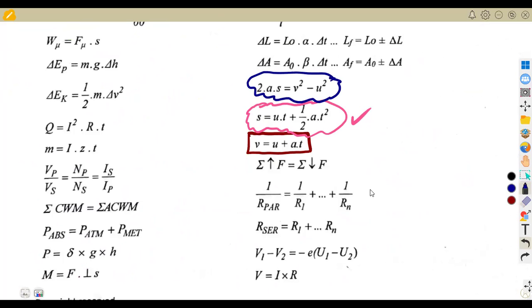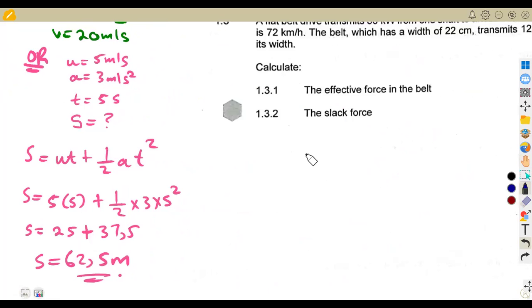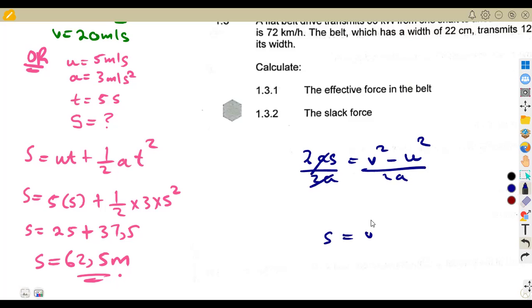2as is equal to v squared minus u squared. But this formula is going to limit us, all right? It is given as 2as is equal to v squared minus u squared. And to find s, we're going to divide by 2a, divide by 2a here, divide by 2a here. It means s is going to be v squared minus u squared over 2a.